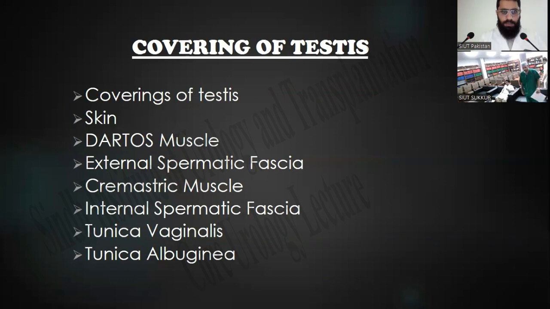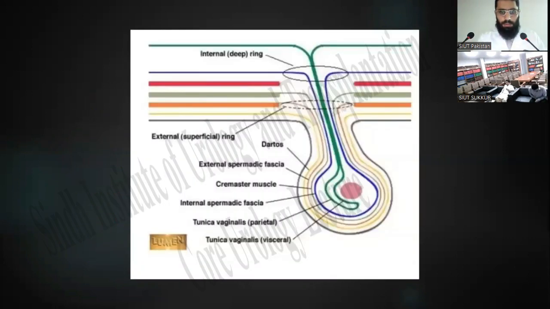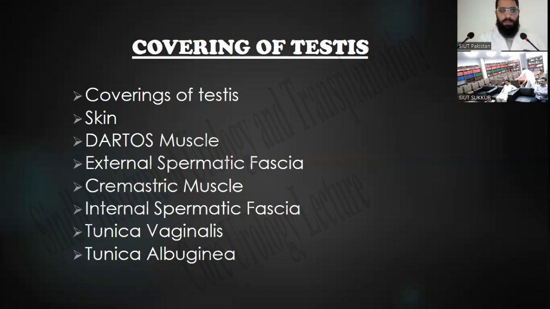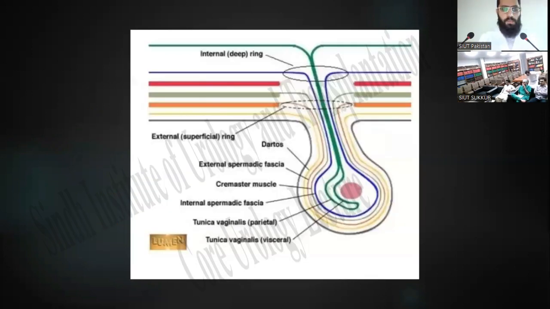The coverings of the testes from outward to inward are skin, dartos muscle, external spermatic fascia, cremasteric muscle, internal spermatic fascia, tunica vaginalis, and tunica albuginea.